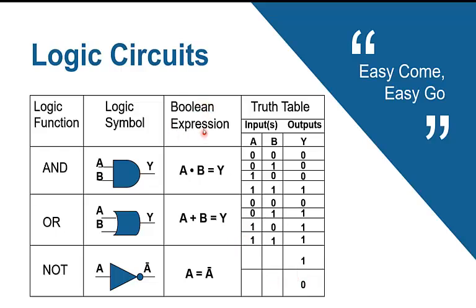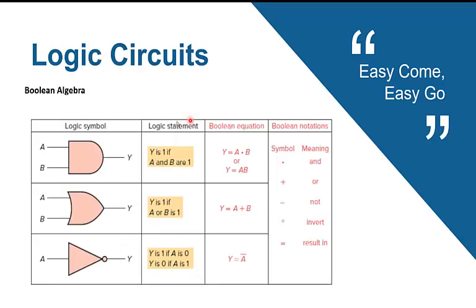And here is the Boolean expression. AND means that dot or the product, if you would like to say that. A dot B means that A and B. A plus B means that A or B. And here is the complement of A, means it is NOT gate. Here is the same thing, logic statement. Y is 1 if A and B are 1. Y is 1 if A or B is 1. And Y is 1 if A is 0, and vice versa.